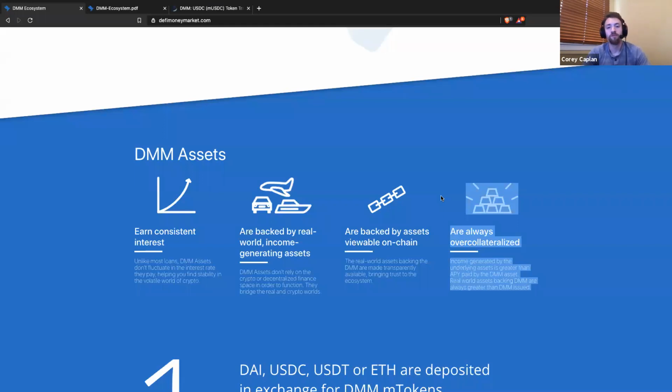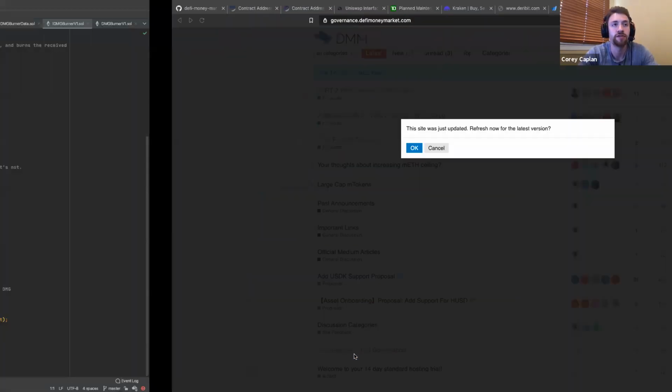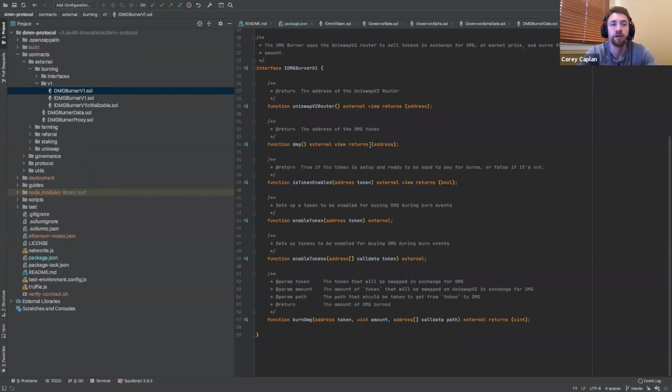So with that, we actually just introduced our first voting proposal for taking the excess proceeds that have been generated so far and burning them, whereby we take the USDC that's been earned, we buy DMG with it, and then we burn the DMG. And that's actually what this contract is for, that I was just taking a look at with you guys.